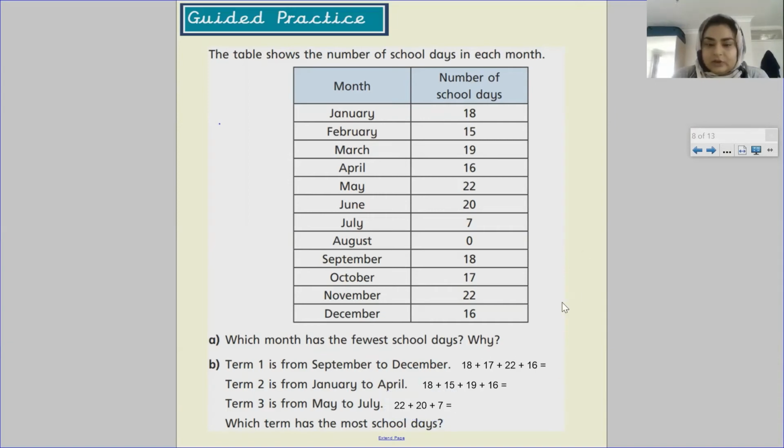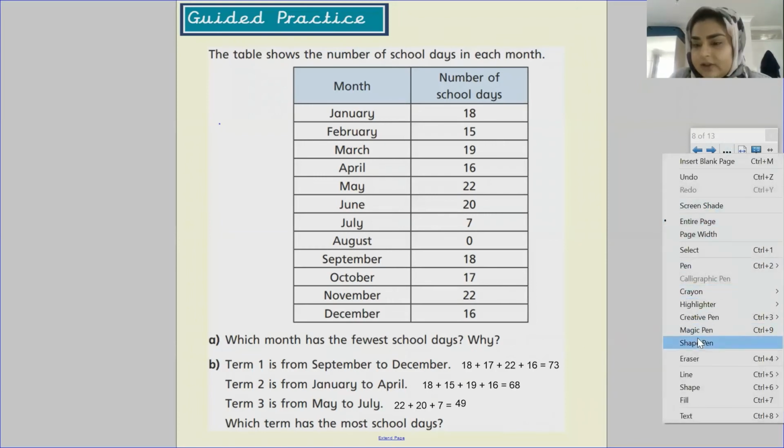Okay, now I'm going to total all those months up, and the answers are: for September to December it's 73, from January to April it's 68, and from May to July it is 49. Okay, and the way I did this is by using my tens and ones, column method.